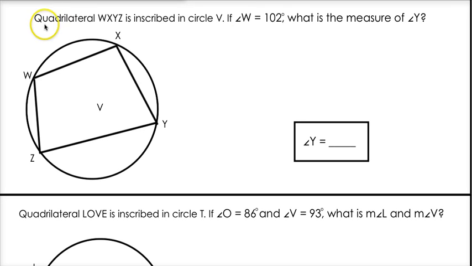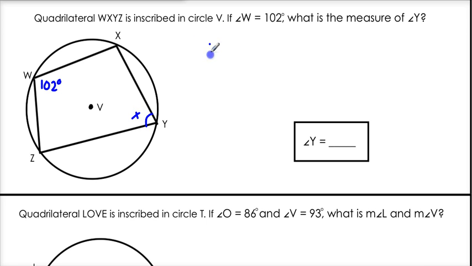Well, let's try our first one. Quadrilateral WXYZ is inscribed in circle V. Let's put a little dot there. If angle W is 102 degrees, what is the measure of angle Y, which is across from it? So these are opposite angles. To figure this out, all I have to do is know that these two angles add up to 180. So let's put an X here.